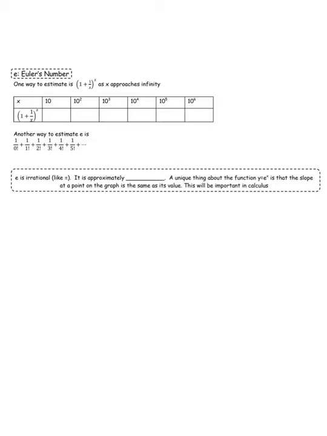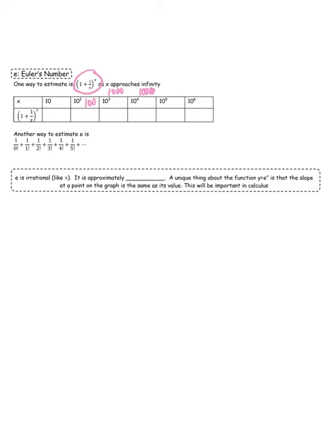Okay, but one way to estimate it is to use this formula, 1 plus 1/x, all of that raised to the x power. So as x approaches infinity, we will get closer and closer to that value of e. So I just broke down a little table here using 10 and then 10 to the second power, which we know is 100, and then 10 to the third power, which we know is 1,000, and then 10,000, et cetera.